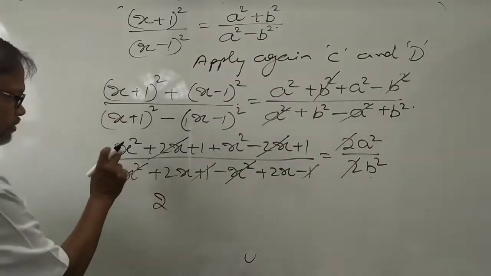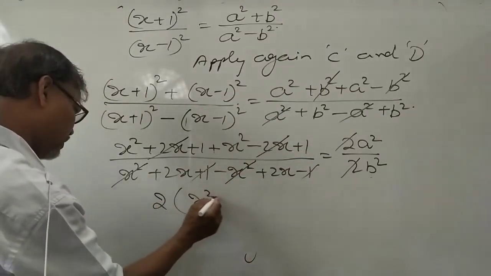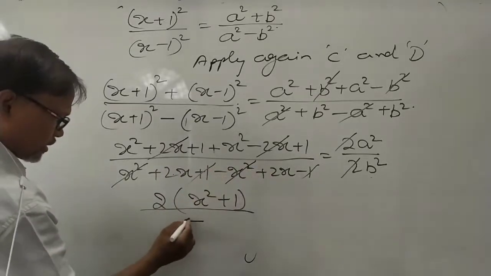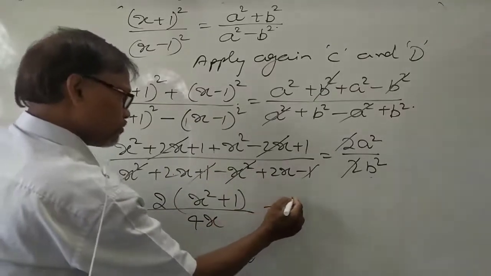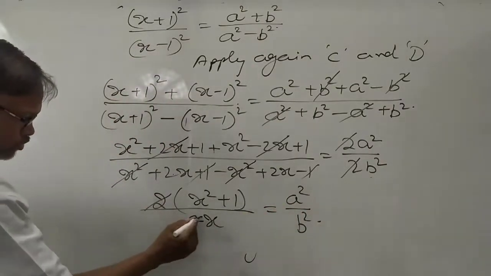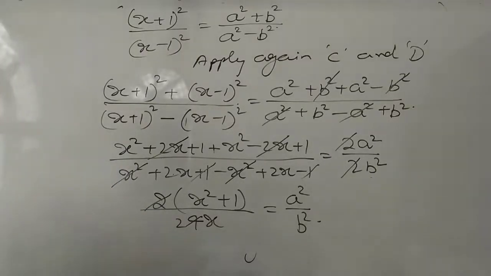So you have here 2x square plus 2, that means we can take 2 common, upon 2x plus 2x, that is 4x, is equal to a square upon b square. Now it is 2 to the 4. Now do the cross multiplication.